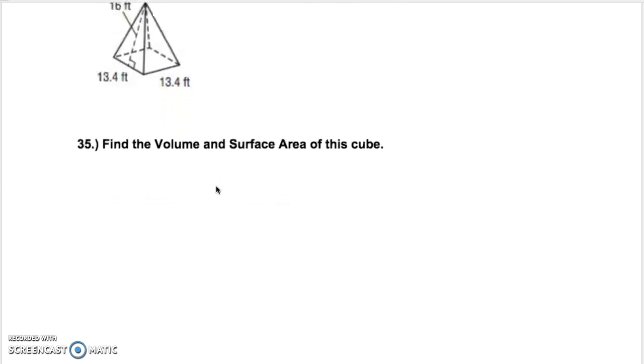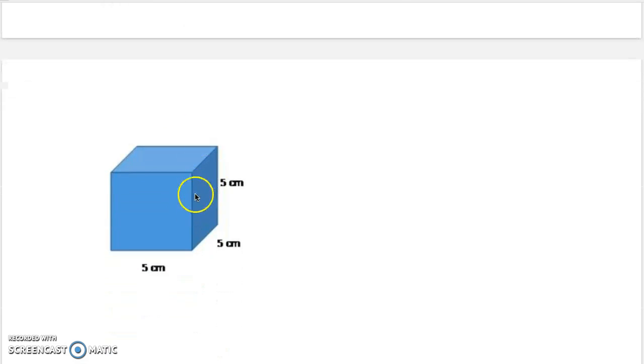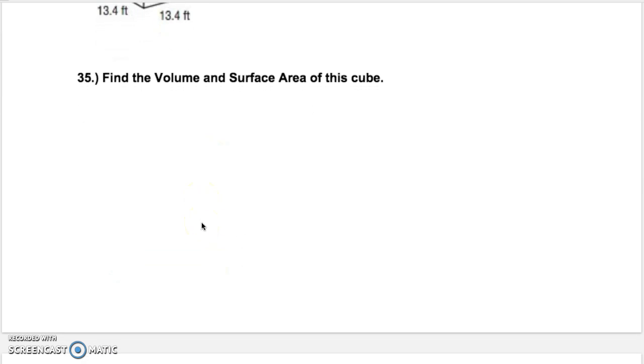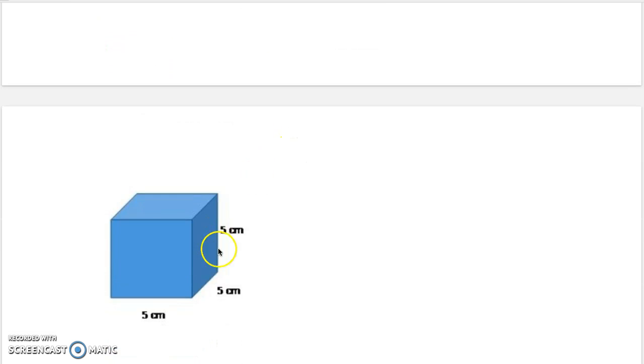And then finally, number 35, find the volume and surface area of this cube right here. And I'm sorry that that got sent down to the next page. Again, find the volume and surface area, so 2 things, of this cube.